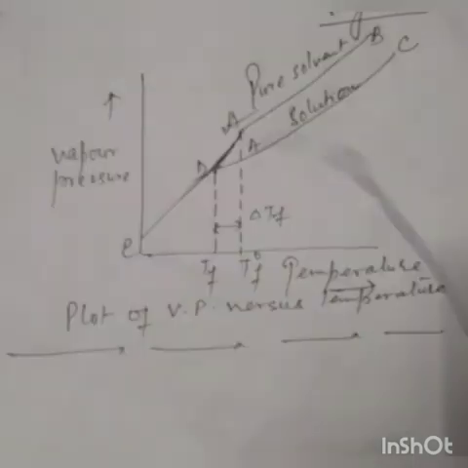On page number 4, a plot of vapor pressure versus temperature graph is given. On the x-axis, temperature, Tf and T naught f are given. The difference T naught f minus Tf is equal to delta Tf, and vapor pressure is on the y-axis. Pure solvent curve is AB, as shown, and solution curve is CD, as shown. Vapor pressure decreases for the solution, on page number 4.